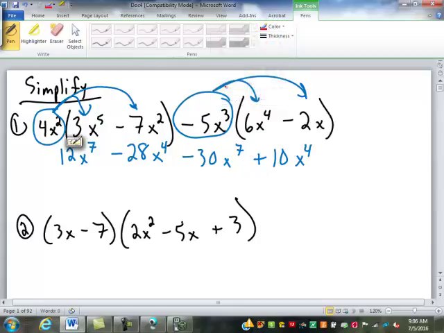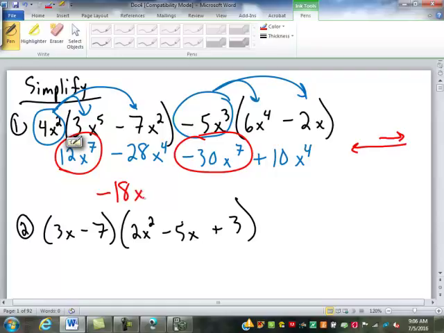All done? No, what do we have to do? Okay, so we've got 12x to the seventh and a negative 30x to the seventh. So we've got a positive 12 and a negative 30 makes negative 18x to the seventh. Good. When we're adding or subtracting, we keep the same name, so the power doesn't change. Anything else?